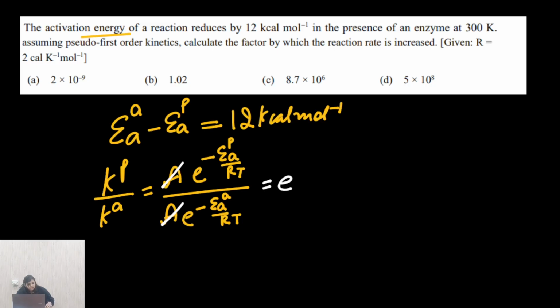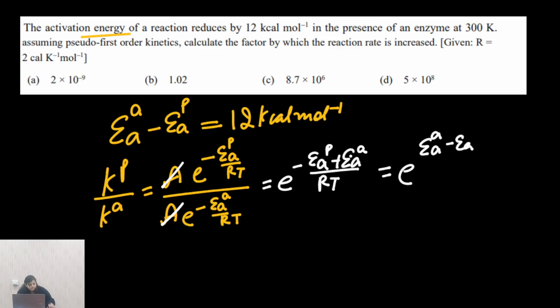It becomes e raised to the power of minus the activation energy in the presence plus the activation energy in the absence upon RT, right? So this becomes equal to e raised to the power of the activation energy in the absence minus the activation energy in the presence upon RT. That will be equal to e raised to the power of 12 into 10 to the power of 3 calories per mole.